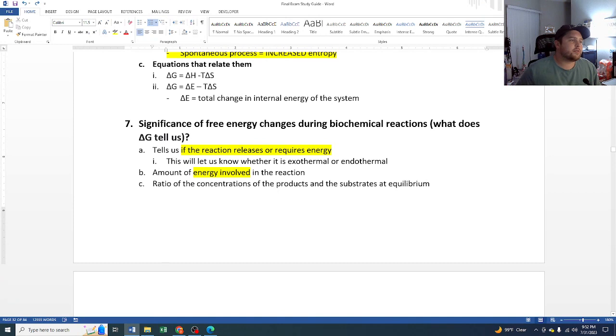Okay, so the significance of free energy changes during biochemical reactions. What does delta G tell us? It tells us if the reaction releases or absorbs energy.